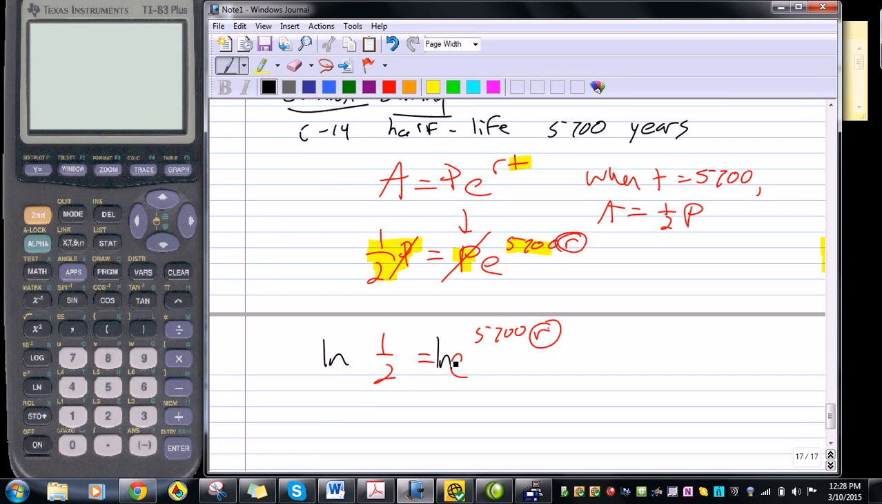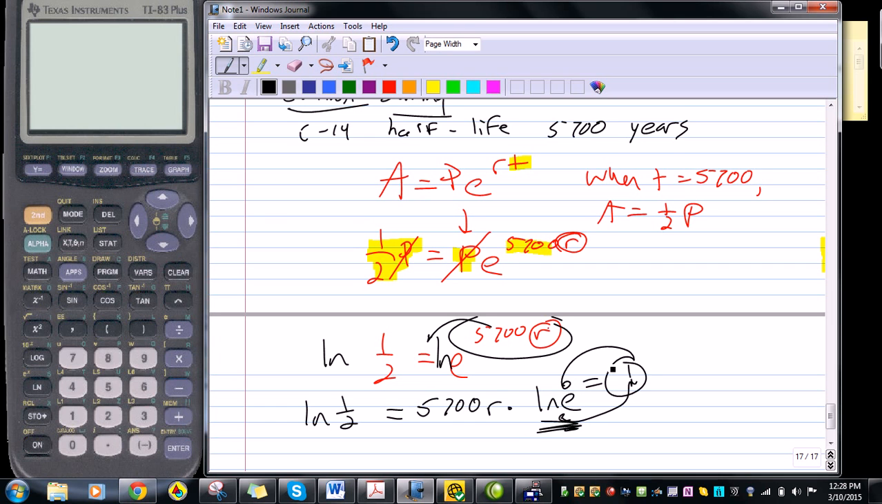So I natural log both sides, and just as with any logarithm, the exponent comes down. So on the left I have natural log 1/2, and on the right the exponent, 5,700r, times the natural log of e. But wait a minute, the natural log of e is just 1, since e, the base, to the first equals e, right? So the reason I took the natural log of both sides instead of the common log is because I just end up with, on the right, 5,700r, because the natural log of e is 1.